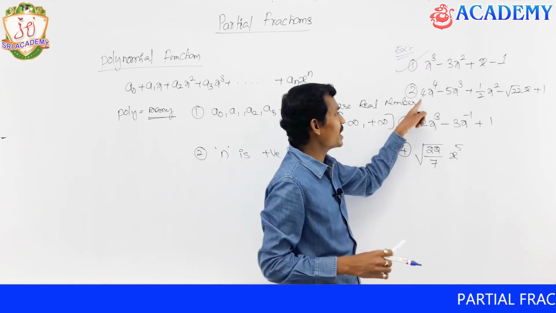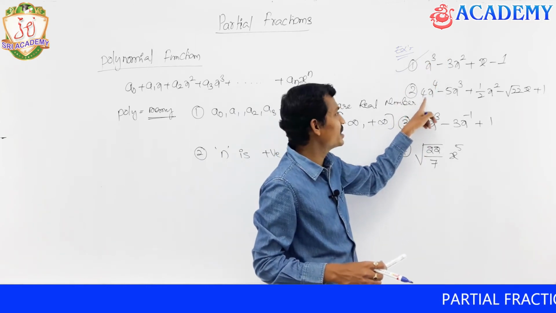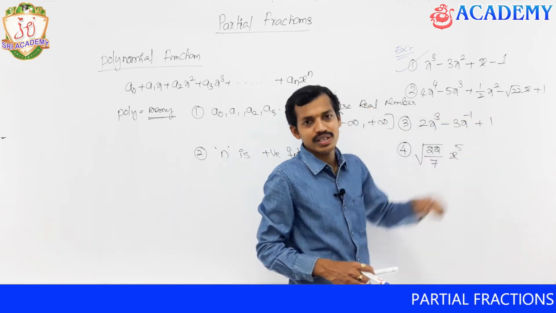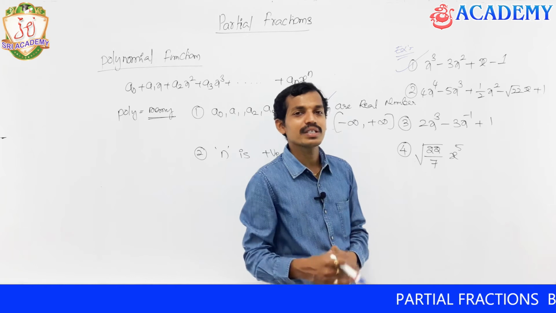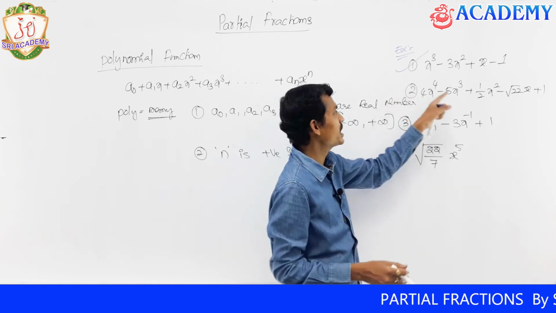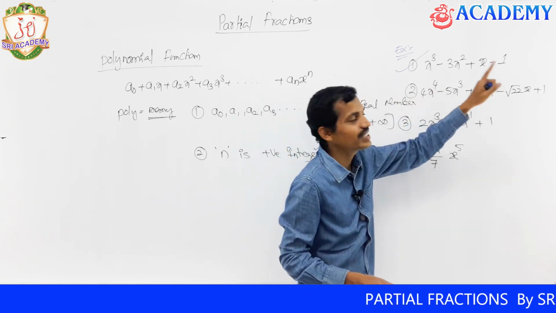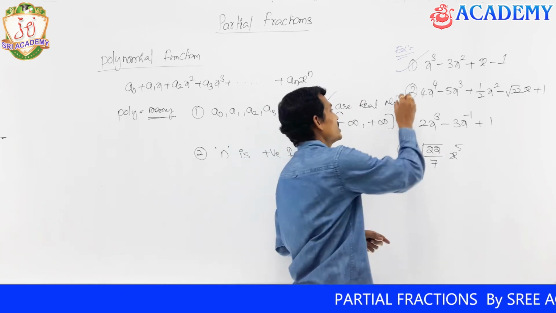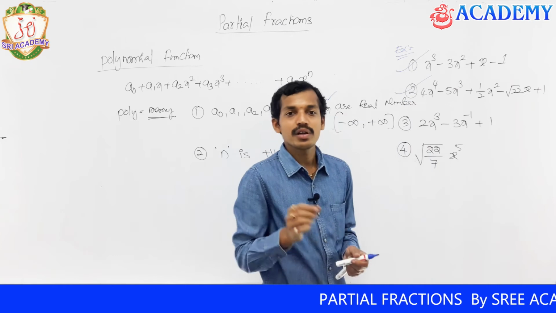If you come to the second example, the coefficients are 4, minus 5, plus 1 by 2, minus root 22, plus 1. Any such number is a real number, so the first condition is satisfied. The powers are 4, 3, 2, 1, 0, which are all integers. That's why the second condition is also satisfied. This is a polynomial function.